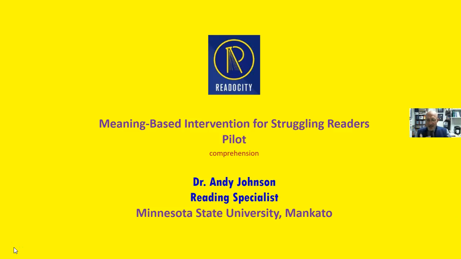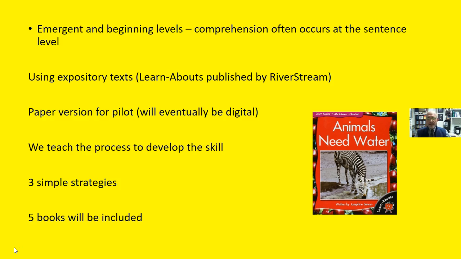We are looking at the comprehension part of this meaning-based intervention for this pilot test here. Emergent and beginning level readers, and this is struggling readers, grades 1 and 2, are often reading at that level. At this level, comprehension often occurs at the sentence level just by the nature of the text. We're using expository text here, Learnabouts published by River Stream.